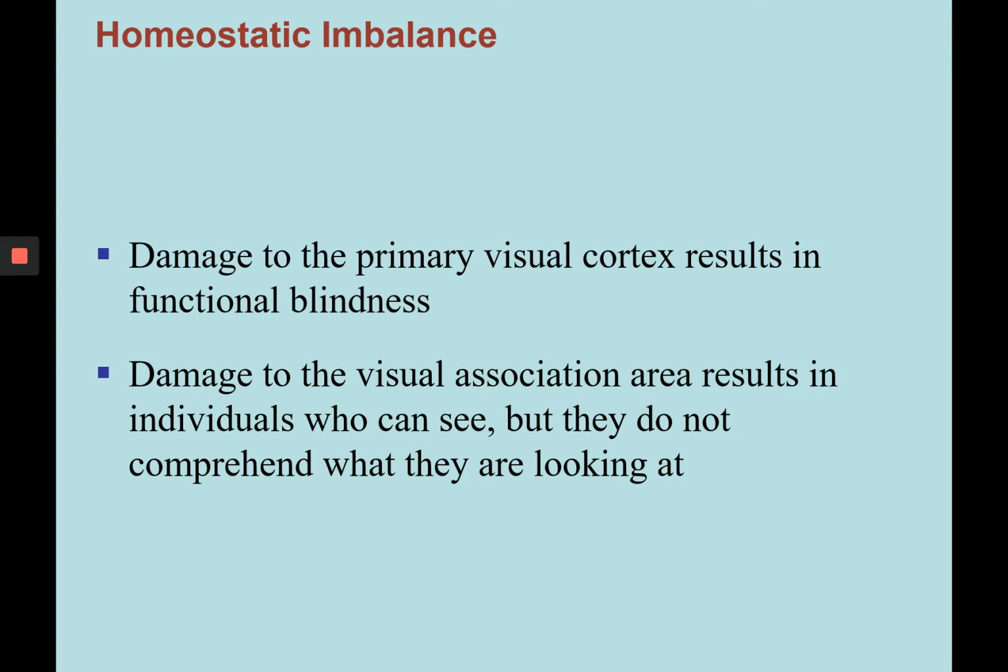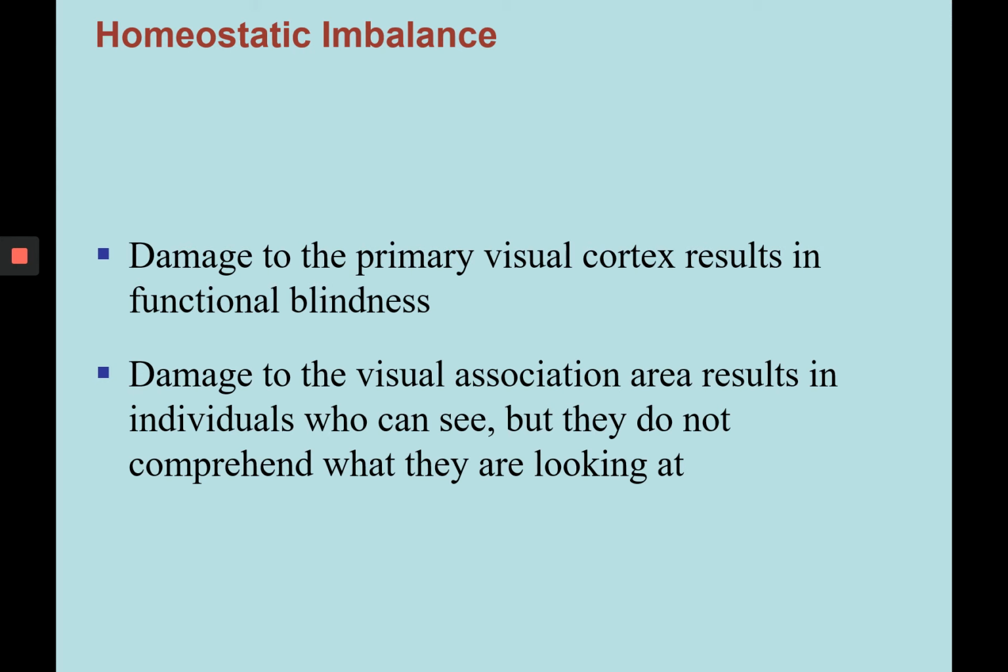Let's talk about a homeostatic imbalance related to vision, and that would be damage to either the primary visual cortex or the visual association area. It'll produce different things. Damage to the primary visual cortex actually results in what's called functional blindness. Even if information can get to your brain, that part of your brain that receives the raw data is damaged. So you're not able to actually process that visual stimuli. So it's almost as good as not getting the visual stimuli. So that would be functional blindness that results from damage to the primary visual cortex.